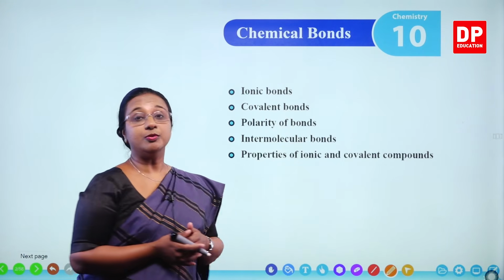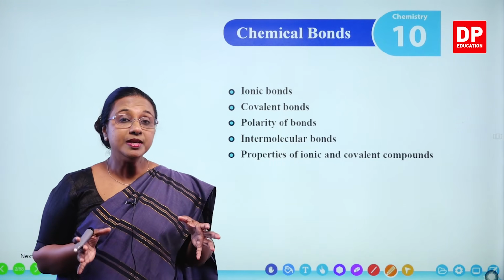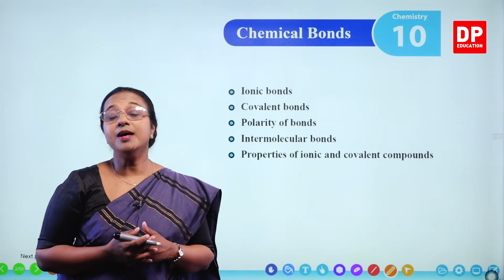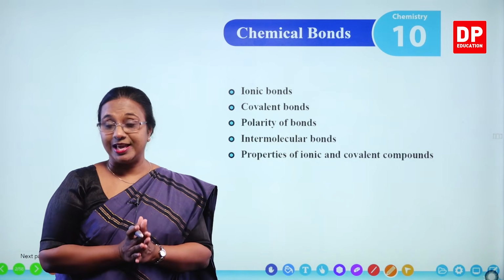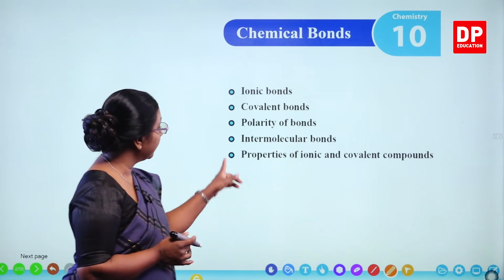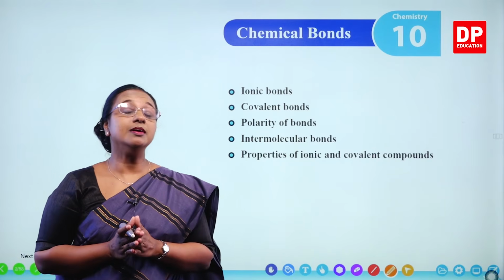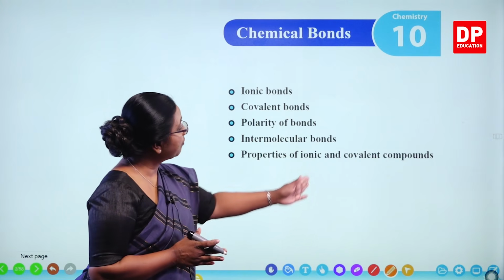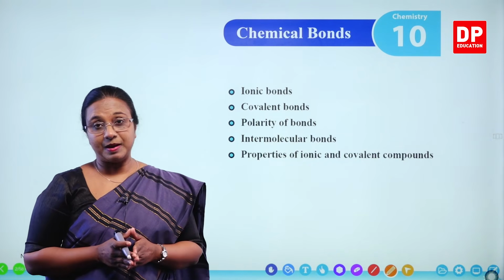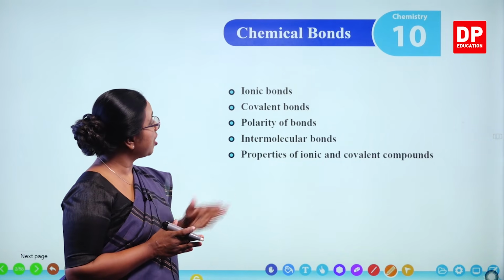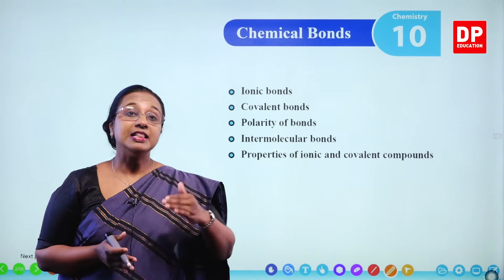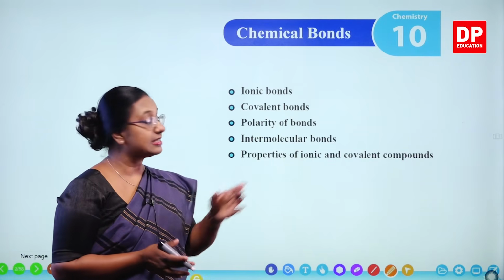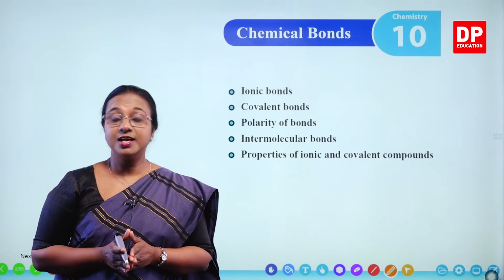Then the intermolecular bonds. When bonds form, sometimes these are very large structures and sometimes they form very small molecules. But the molecules have to exist together. So for that to happen, there should be intermolecular bonds, bonds between molecules. Then again, the properties of ionic and covalent compounds. The two main types of bonds, ionic bonds and covalent bonds, give rise to ionic compounds and covalent compounds. So we will be discussing the properties of those compounds.